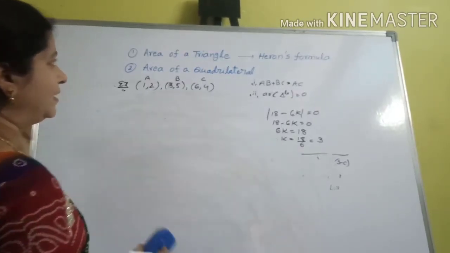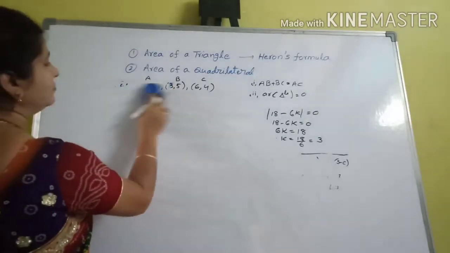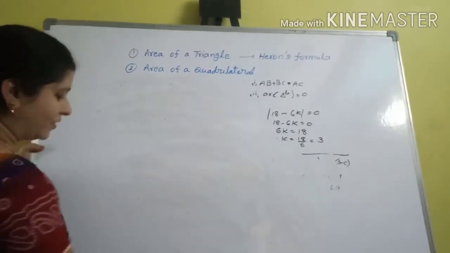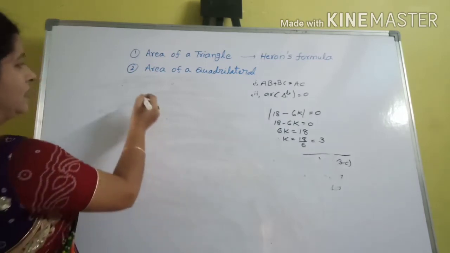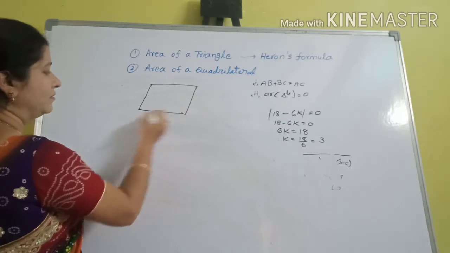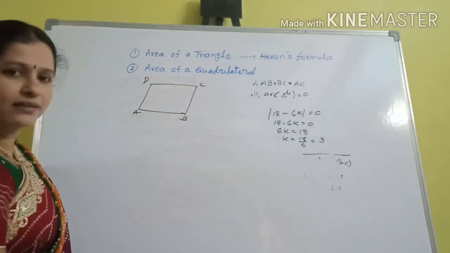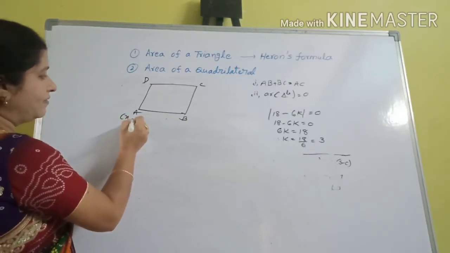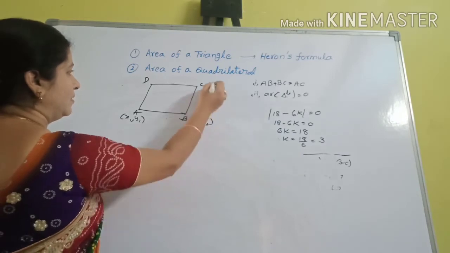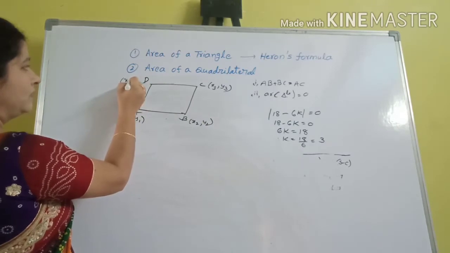The next topic is area of a quadrilateral. Suppose this is a quadrilateral ABCD. How many vertices are there? Here it is x1, y1, x2, y2, x3, y3, it is x4, y4.